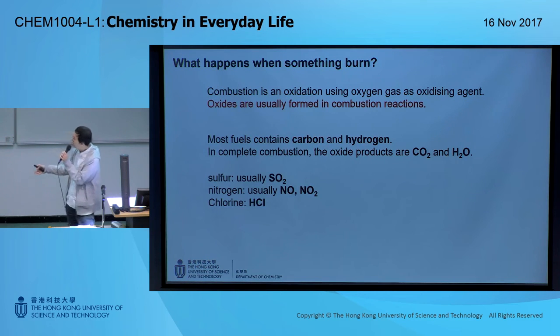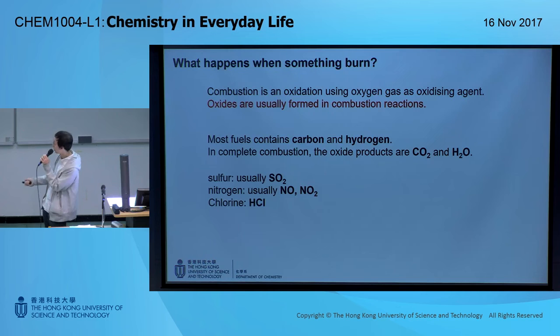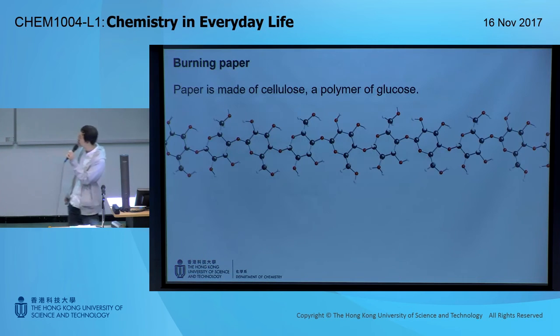But if you have other elements in the fuel, if you had sulfur, nitrogen, or chlorine, they will form different products. Chlorine sometimes forms hydrogen chloride if you have a source of hydrogen, because chlorine is not easy to oxidize to oxide. You can form nitrogen oxides, you can form sulfur dioxide, for example.